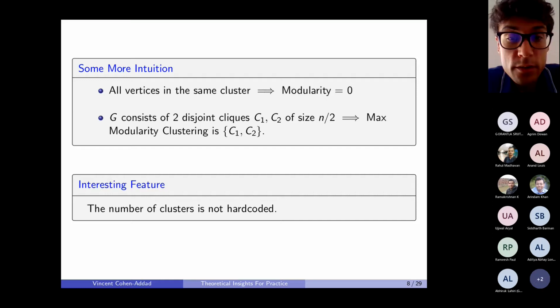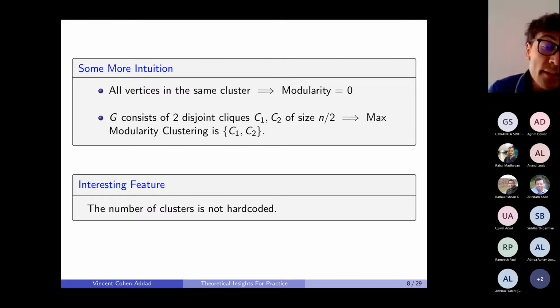So that's very good. Now, if I give you G with, instead of two cliques, five disjoint cliques of size n over five each, then the max modularity clustering is going to be C1, C2, C3, C4, C5.